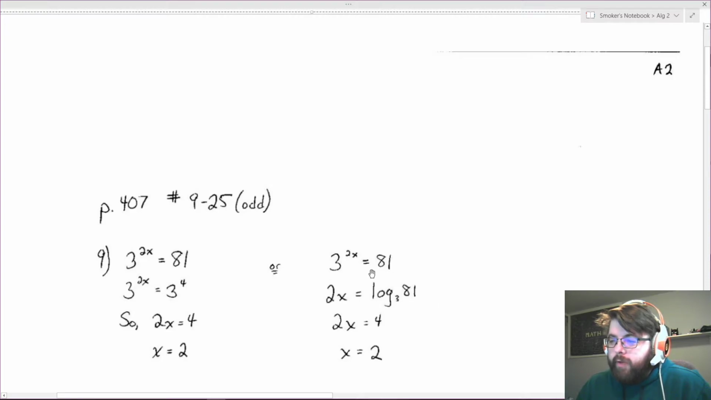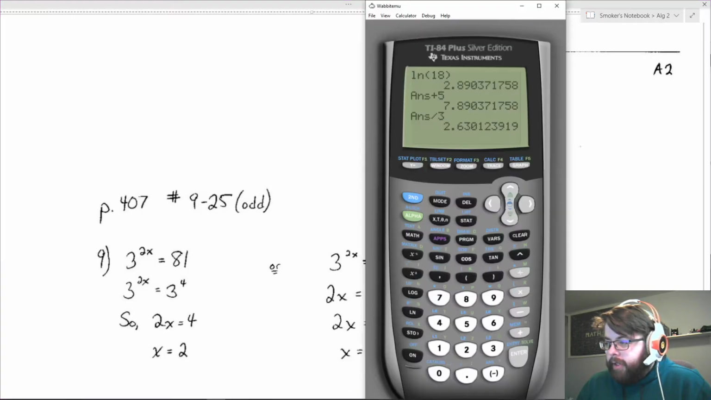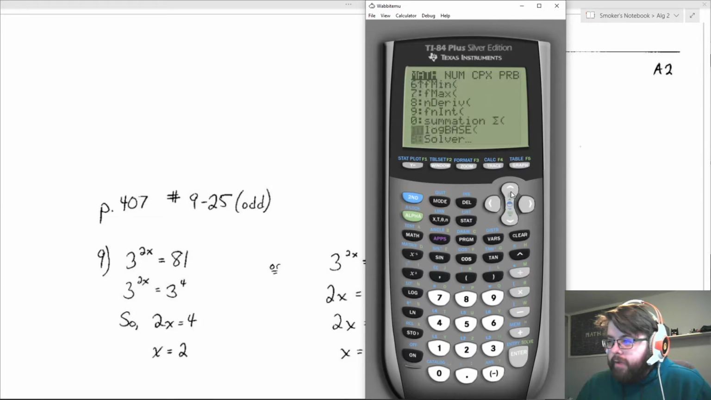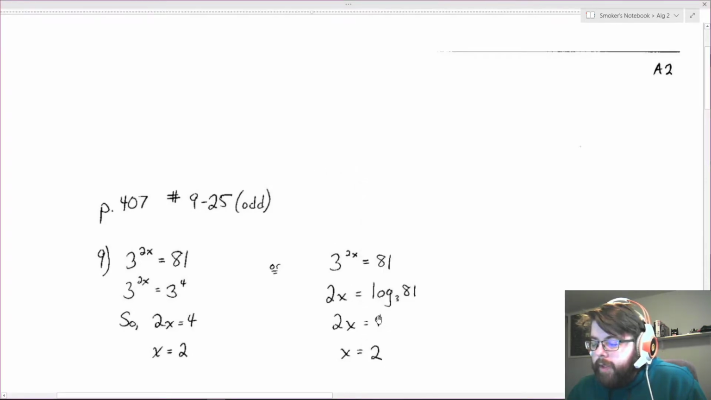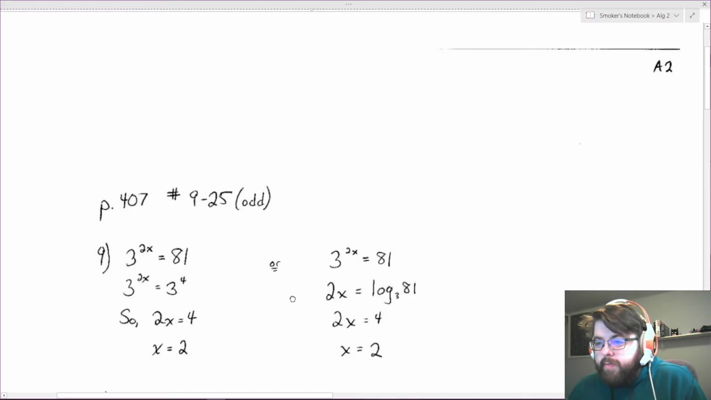I can convert this to logarithmic form and do the exponent of 2x is equal to log base 3 of 81. And log base 3 of 81, if you have to put it in your calculator, if you have this ability down here to do the base, you do that. Or if you don't, remember, you could just use the change of base rule, which would be you can use any log, common log I'm going to use, log 81 over log 3. Oops, I need to put the 3 in. You get 4 either way. And then I have 2x equals 4, and then that's just dividing by 2.